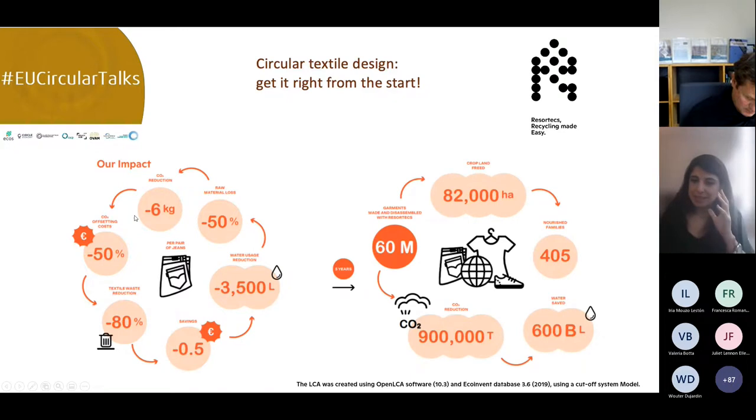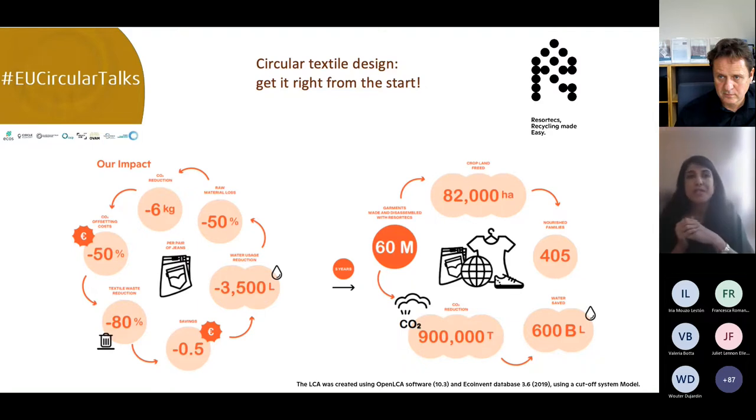Our impact and our target for the upcoming next 5 years is to produce 60 million pieces by Resortex thread solution and therefore dismantled by our ovens. Therefore, we are expecting to reduce the land usage of 82,000 hectares, the land that is currently used for those 60 million pieces to be produced in terms of cotton, can be repurposed for agriculture like staple food, and therefore produce food safety for 405 families for every single year. In parallel, CO2 reduction can drop down by 900,000 tons and water by 600 billion liters.